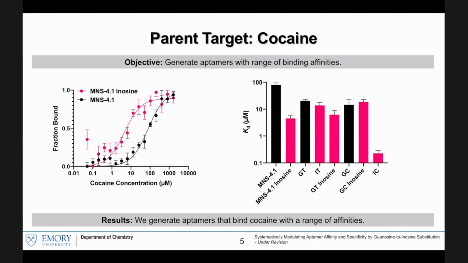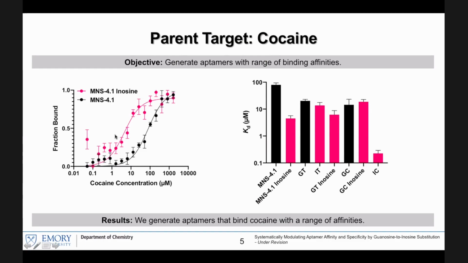And so, of course, we start with our parent target, right? Cocaine. And again, the objective I want to remind you guys is to generate aptamers with a range of binding affinities. So we're not necessarily looking for a better aptamer or a worse aptamer. We just want to see if we can use a quicker method, a more robust method, to give us a range of affinities instead of going all the way back through CLEX or trying to truncate with trial and error, right?